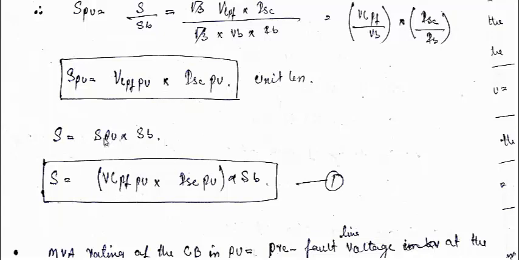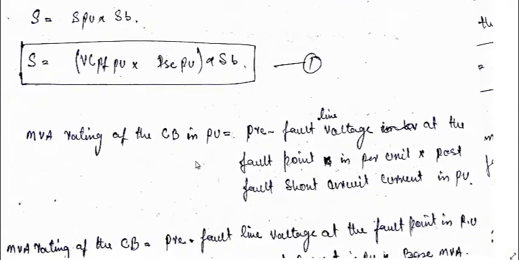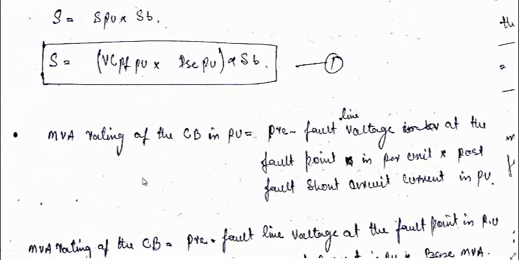So I write this S_pu with this equation. I replace it with this equation, that is V_LPF per unit into I_SC per unit multiplied by this S_B. This is the actual value of the circuit breaker in MVA. Its rating will not be in per unit, it will be in MVA. So in words, I can write it like this.